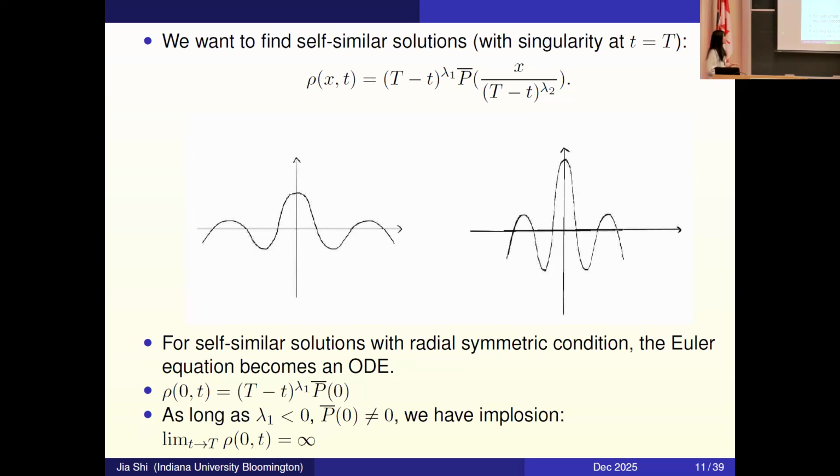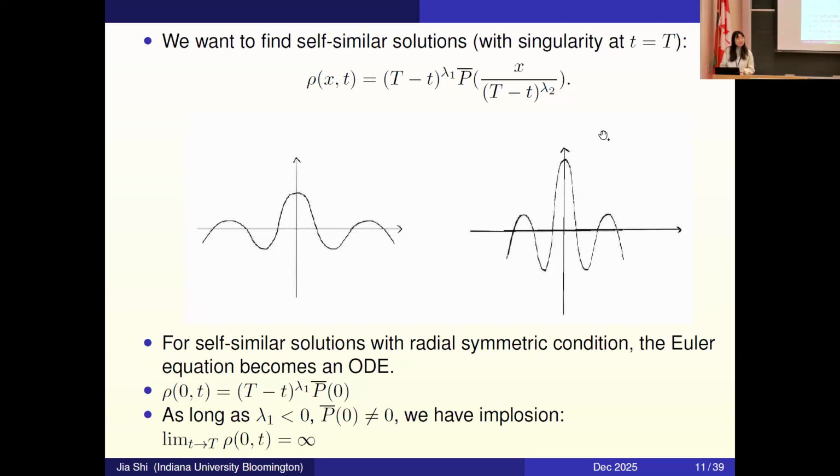As you can see here, if you let x be 0, then rho evaluated at (0, t) is (T minus t) to the lambda 1 times this profile function, capital B bar evaluated at 0. So as long as lambda 1 is negative and the profile function is non-vanishing, this will tend to infinity as time tends to capital T, and this is where you have implosion happening.